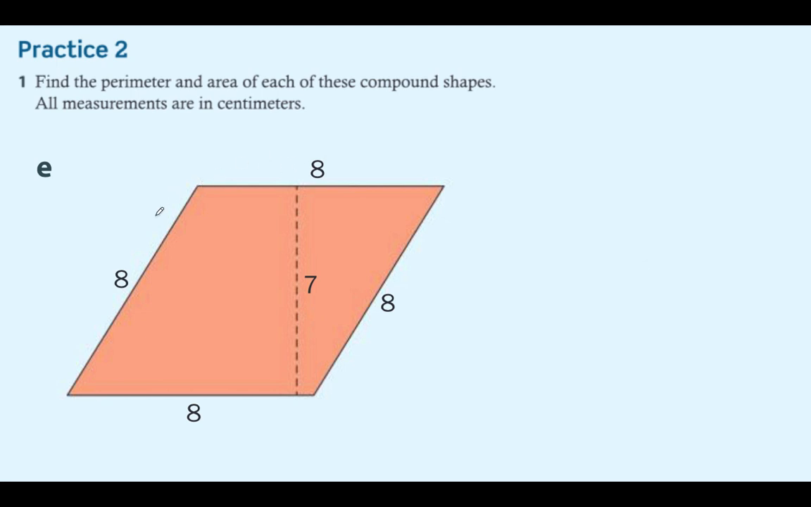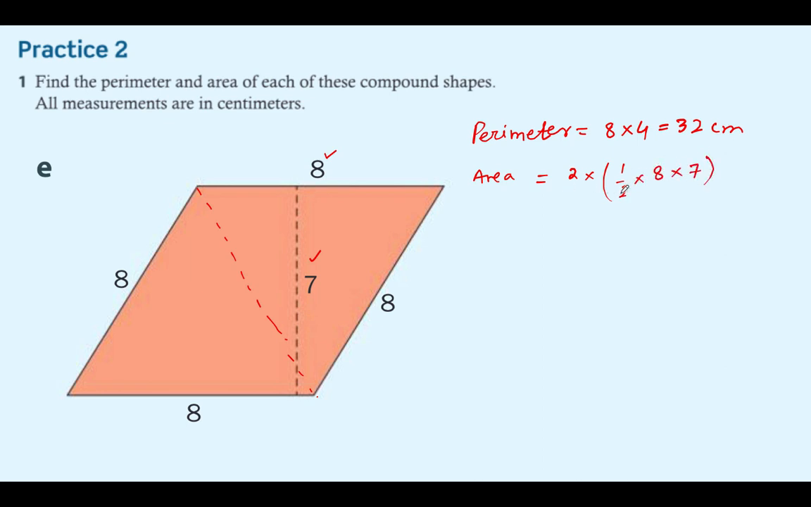Moving to part E, this is a rhombus, so perimeter is easy, that is 8 times 4, because you can see 8 is 4 times, so it's 32 centimeter. And for area, you can see that there are two triangles here. If you divide it into half, there are two triangles with base 8 and height 7. So area will be 2 times area of triangle, that is half into base into height. So these 2 and 2 are cancelling out each other, so it will be 8 times 7, which is 56 centimeter squared.